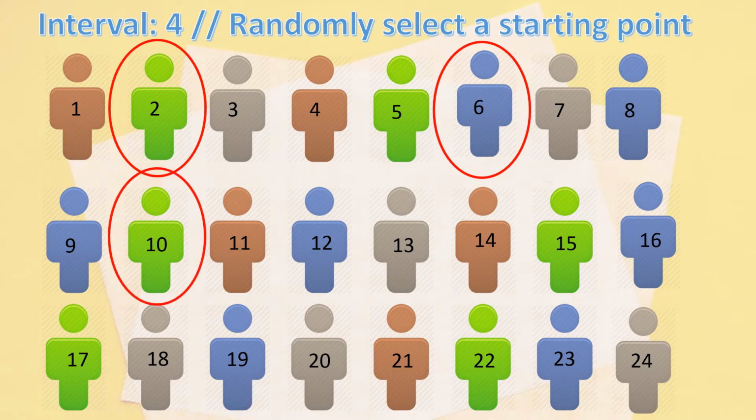Count another 4, starting with 6. So we've got 7, 8, 9, and the 10th will be chosen. And so on. So in this group, we've got numbers 2, 6, 10, 14, 18, 22. These are the 4th interval in this group. These 6 will be chosen as the samples.